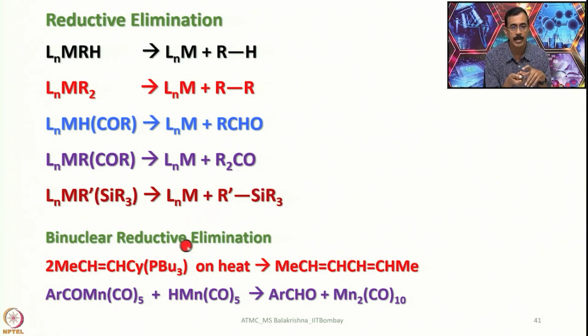And binuclear reductive elimination, for example, you take this molecule here. So, take this molecule on heating, it can generate a species something like this, or if you take a manganese compound like this with benzyl group or here CO and combining with another metal hydride, you can see this is a typical binuclear reductive process. In this one you can see this species coming out through the formation of Mn2CO10.